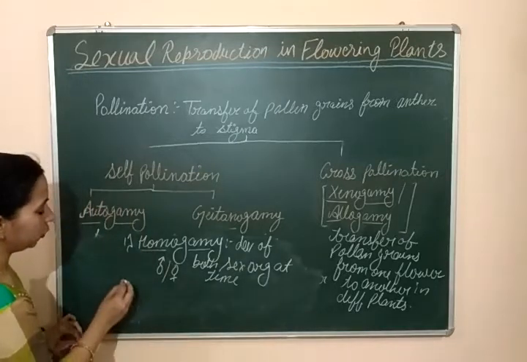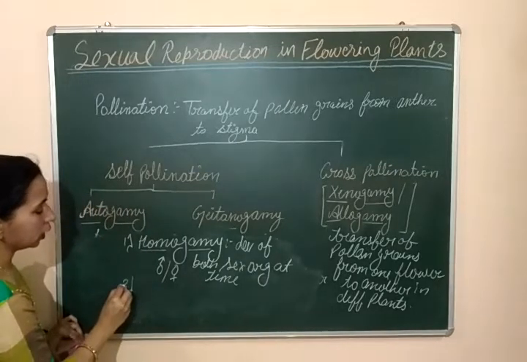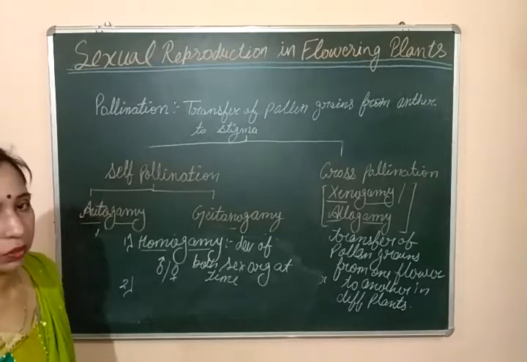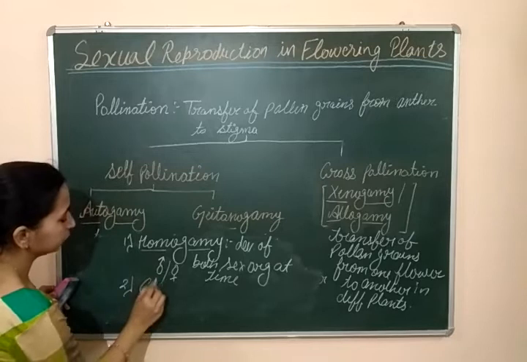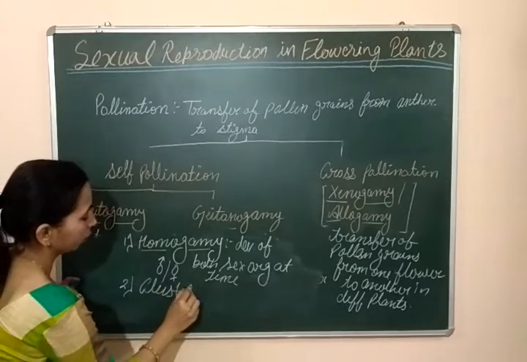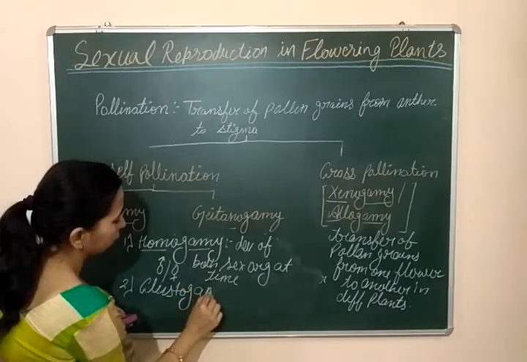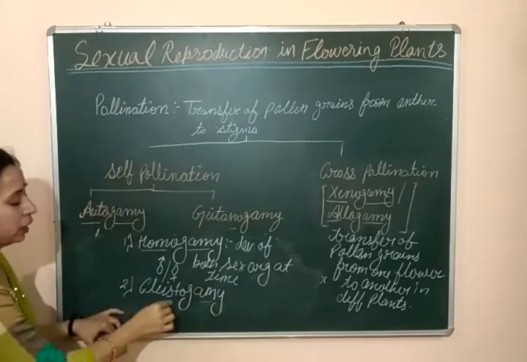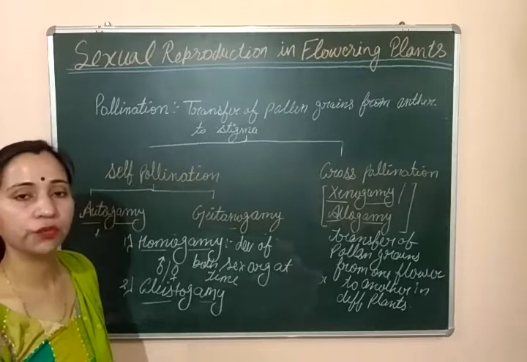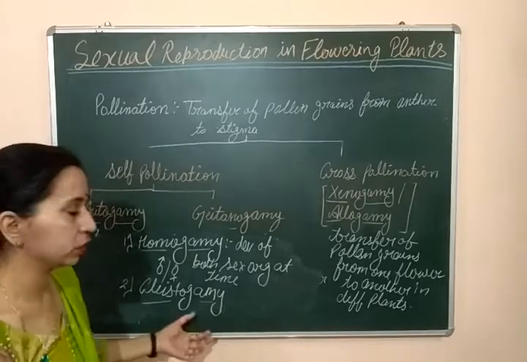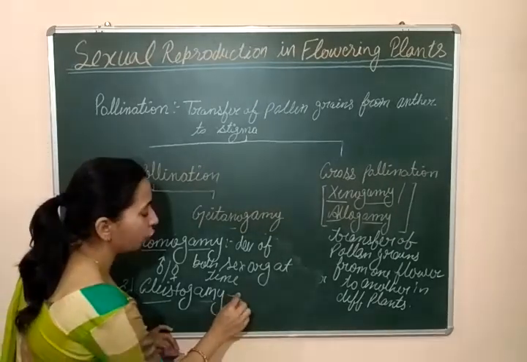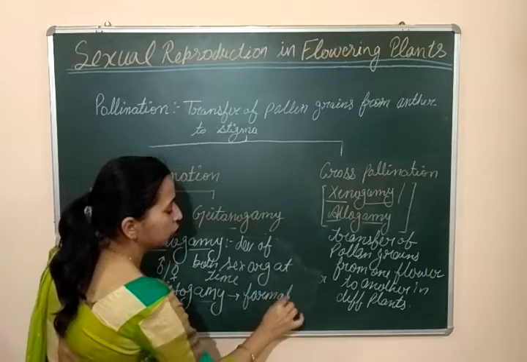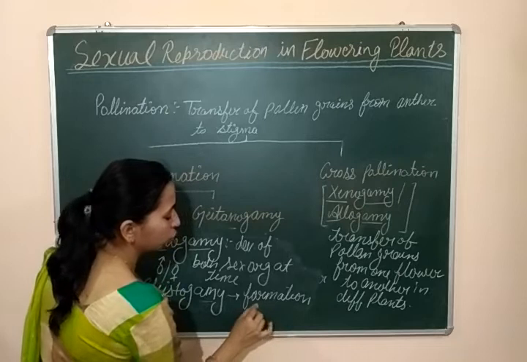The second adaptation is the development of cleistogamous flowers. We can say cleistogamy, and cleistogamy is the term used for the formation of cleistogamous flowers. Cleistogamy means the formation of closed flowers.